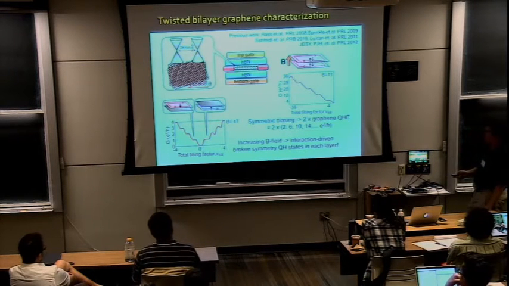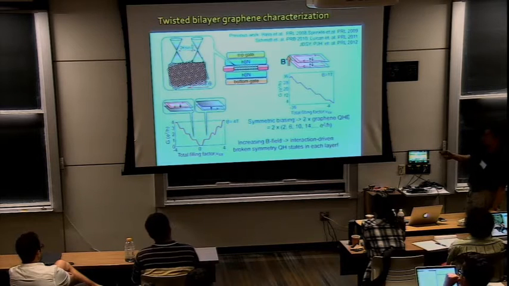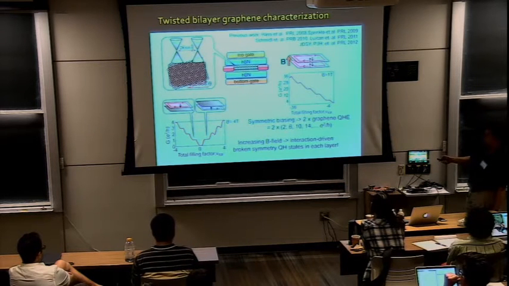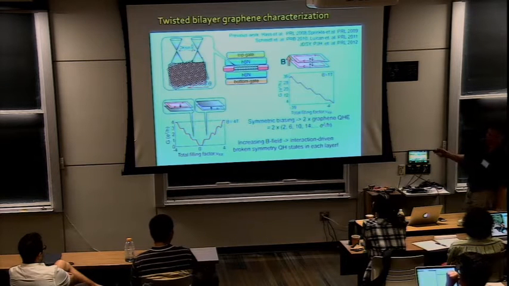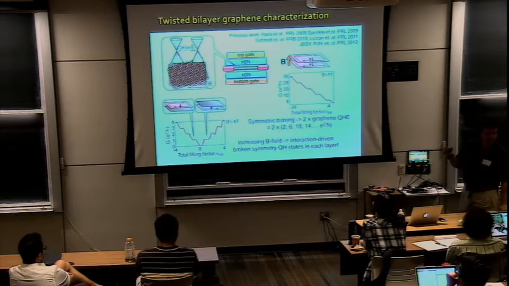By the way, here you have 2, 6, 10, so you have all the symmetries, spin and valleys, still present. I increase the magnetic field a little bit, and now I break all the symmetries. Interaction effects break all the symmetries.